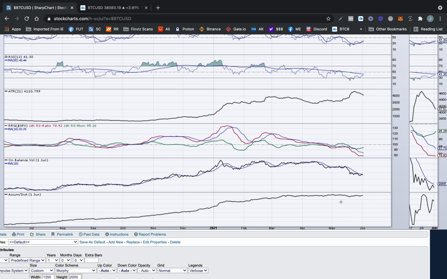Accumulation distribution is kind of flat for the month of May. But if you look over here in your thumbnail, it perked up a little. It was down pretty good, but perked up a little bit.